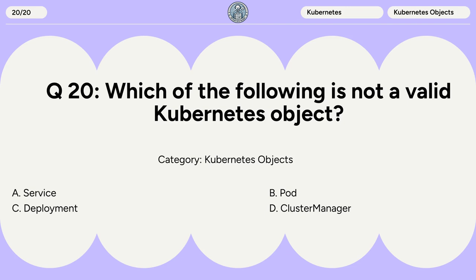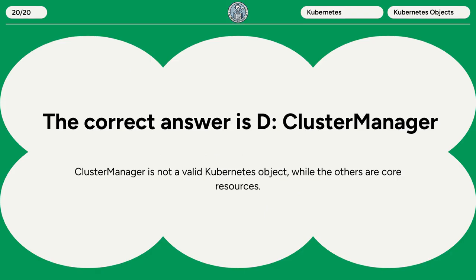Question 20. Which of the following is not a valid Kubernetes object? A. Service. B. Pod. C. Deployment. D. Cluster manager. The correct answer is D. Cluster manager. Cluster manager is not a valid Kubernetes object, while the others are core resources.